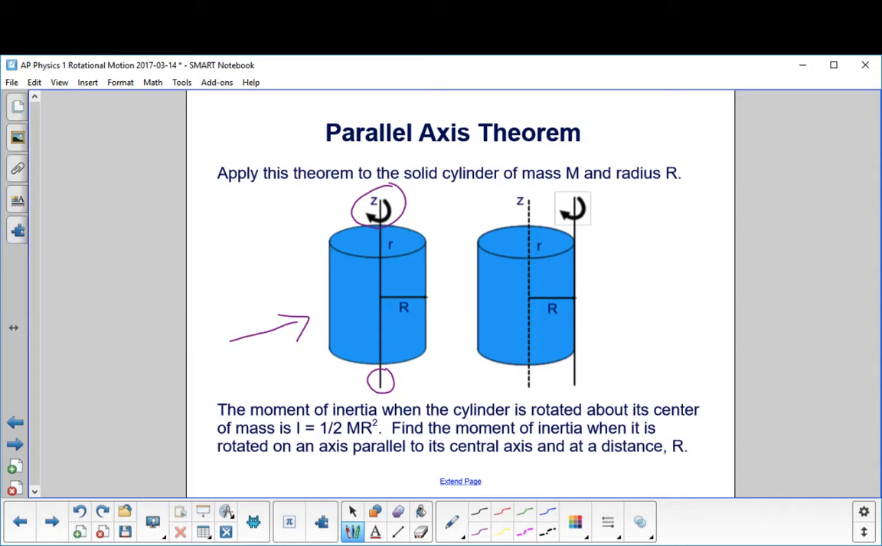Find the moment of inertia when it is rotated on an axis parallel to its central axis and at a distance r. So that's this picture here. So we have this whole cylinder rotating about this axis. So you can imagine a few seconds later, the cylinder, let's make sure it touches, will be over here, and then it will continue rotating. Use the parallel axis theorem.